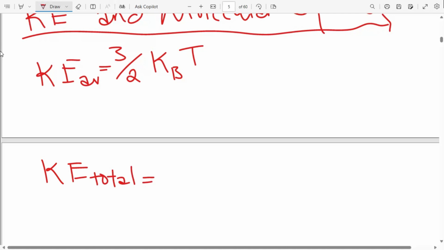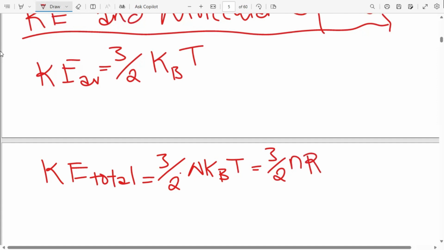How about if we want to calculate the total kinetic energy of all gas molecules? So we're going to say total KE will be equal to 3 over 2 multiplied by N, which is the number of molecules, multiplied by Kb, which is the Boltzmann constant, multiplied by T, which is the absolute temperature. And this formula is the same as 3 over 2 multiplied by n, which is the number of moles of that particular gas, multiplied by R, which is the universal gas constant, multiplied by T, which similarly translates in the same way to 3 over 2 PV.